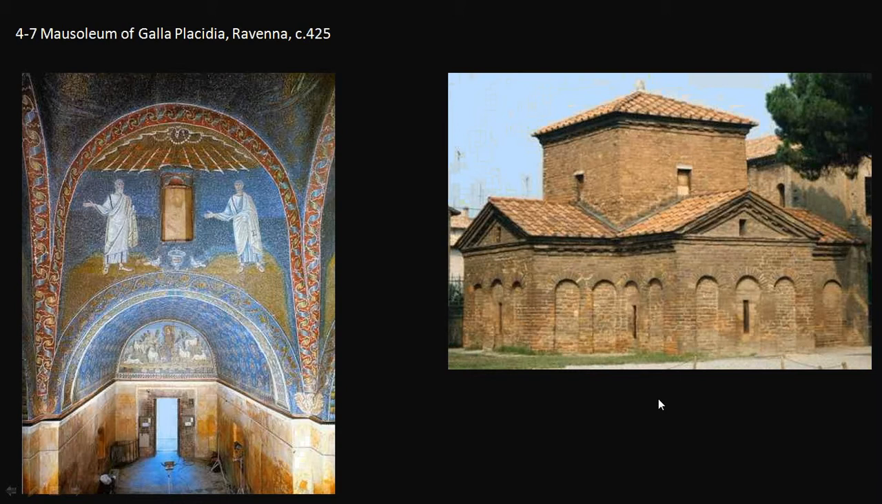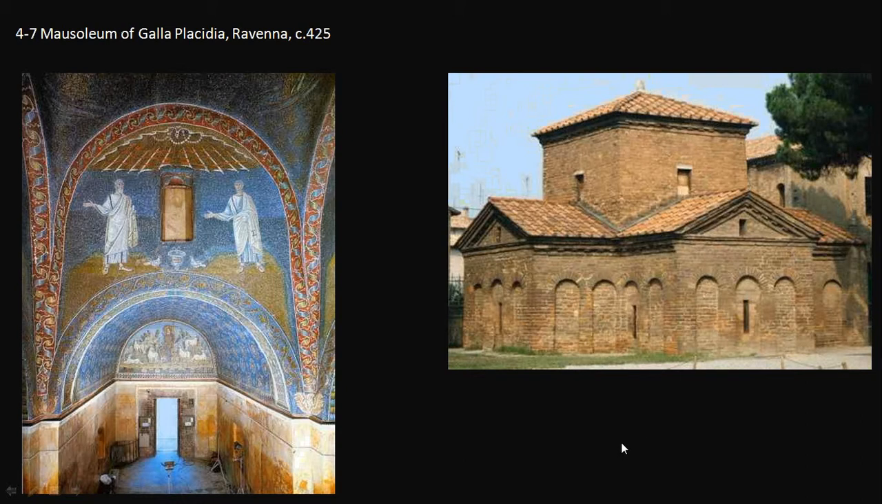This was built in particular by the daughter of a Roman emperor. That's who Galla Placidia is, the daughter of the emperor. And the burial site was going to be, one of the arms is the entryway, but the other 2 arms were going to be burial sites for her and her brother and her father, the emperor.